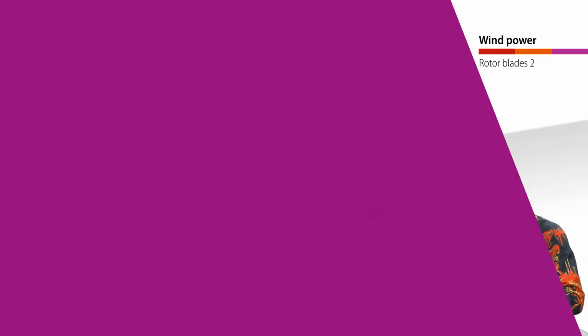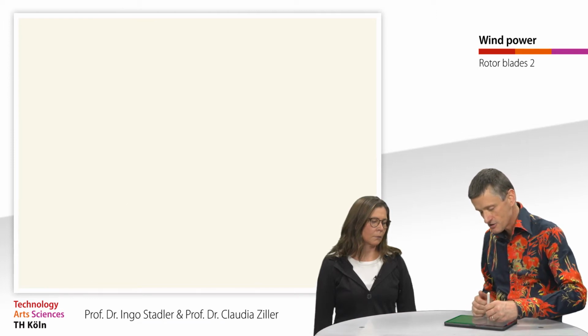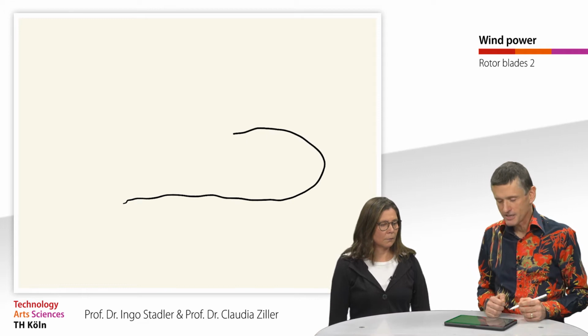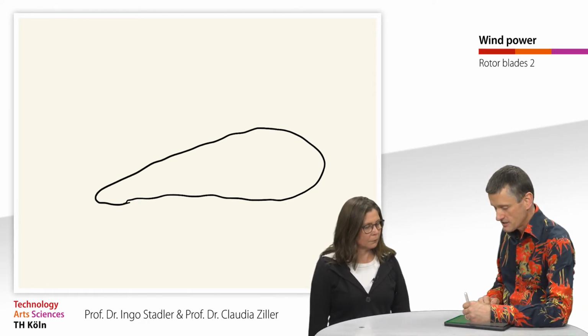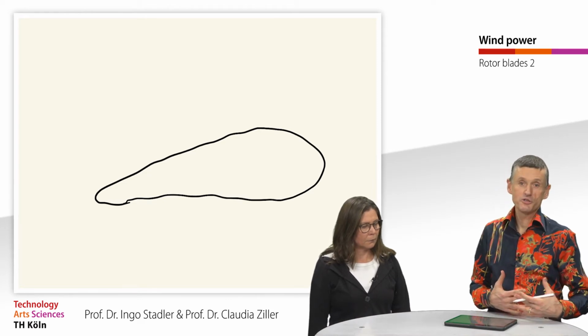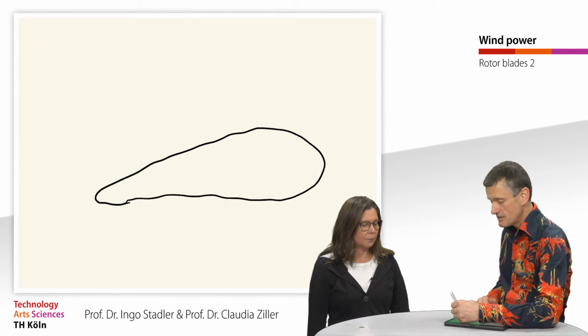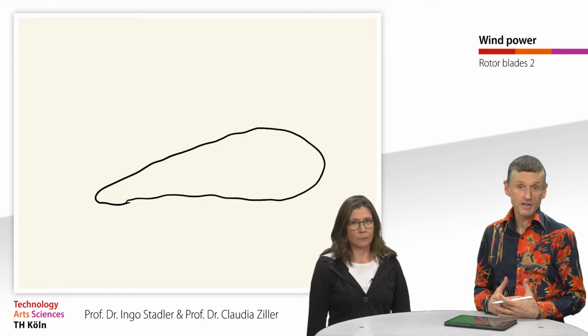And I try to make a sketch of such a wing of an airplane. It is always a bit of a shape like that. And we assume that the airplane is moving in that direction. Or when we consider a wind turbine, the wind turbine is not moving, but the air is moving towards the wind turbine rotor profile.